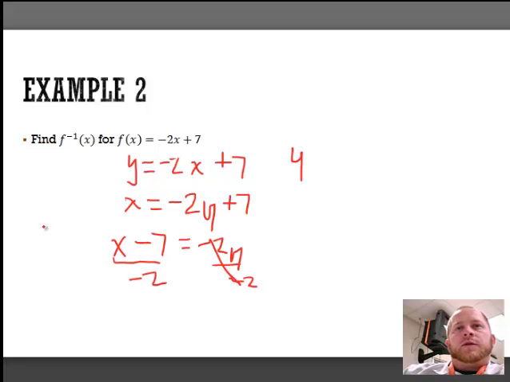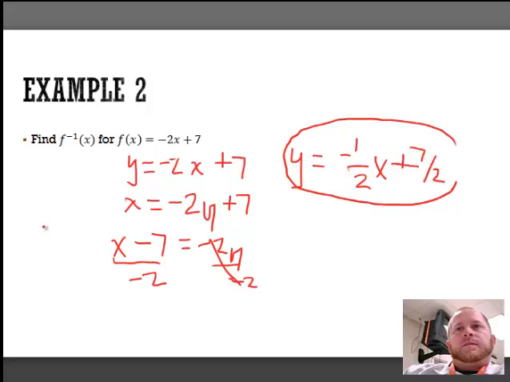So I've gone through all my steps fine. Now I just want to make sure I'm simplifying the section over here. So I end up getting a negative 1/2 x. And it becomes a positive 7 over 2 because I had a negative on a negative here, with the negative 7 and negative 2 becoming a positive. So my inverse is going to be right here. Okay, so that's how we would do finding the inverse of a simple linear equation using the algebraic method.